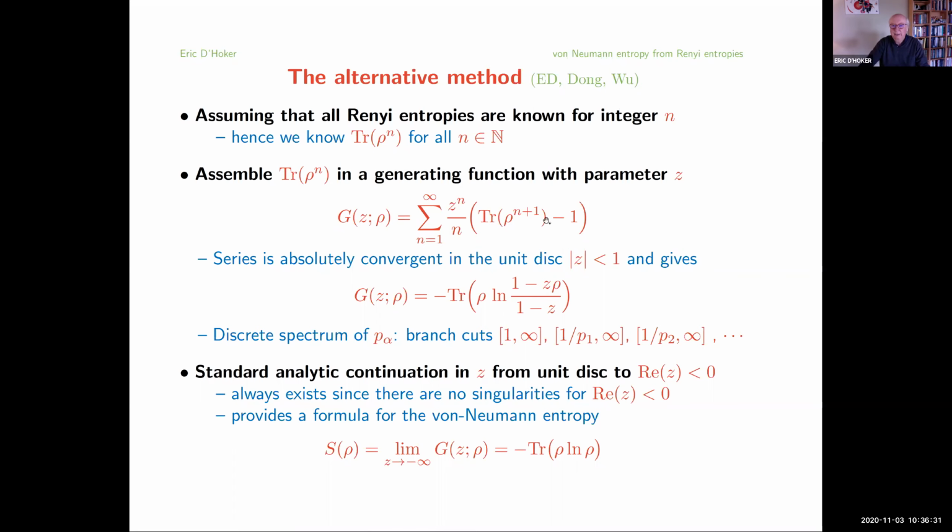So that's automatically bounded. So you know that what's in parentheses here is bounded, and that immediately tells you that this series is absolutely convergent in the unit disk with radius 1. In fact, not only is it absolutely convergent, I can calculate what it is because I can resum this series. This is just really the series of a log. So when I resum, I get this expression here.